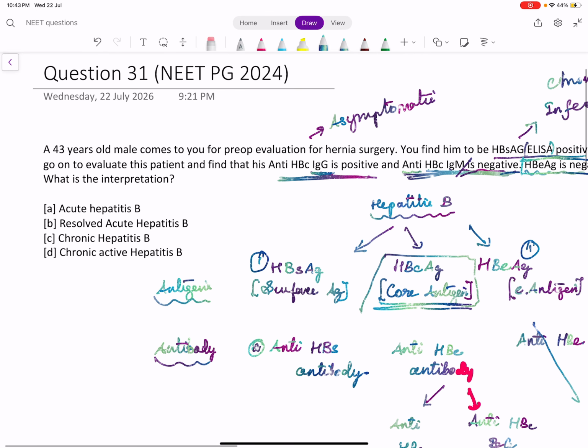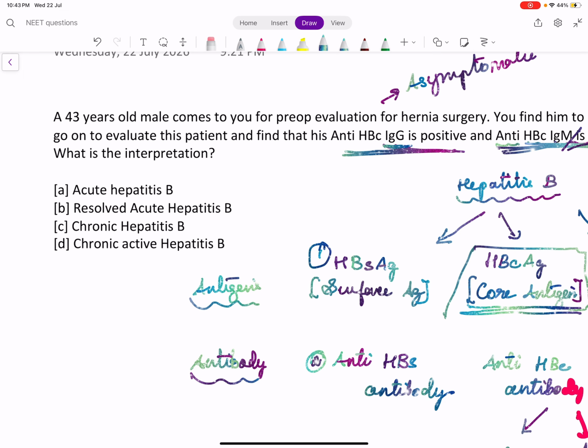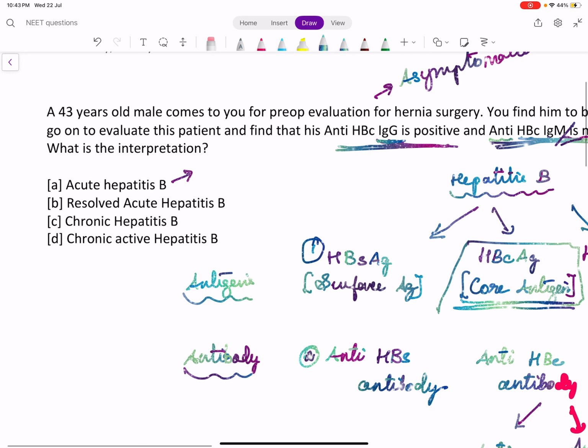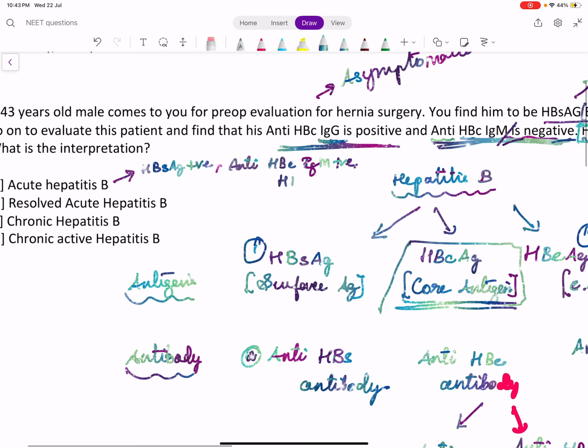Okay. So we'll see the options. Is it acute hepatitis B? So what will be the serology in acute hepatitis B? HBsAg will be positive, right? Acute, so anti-HBc IgM will be positive. What will happen to the HBeAg? It will also be positive because in acute hepatitis, active replication will be going on.